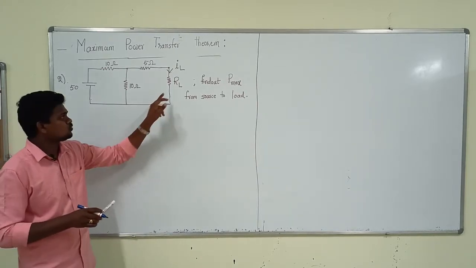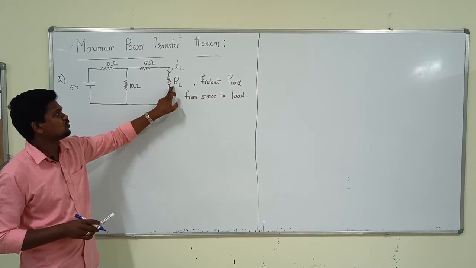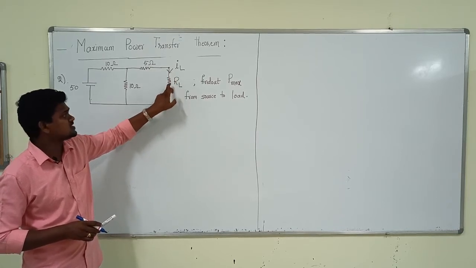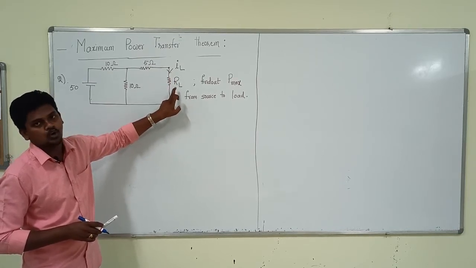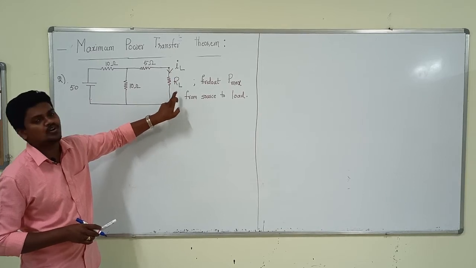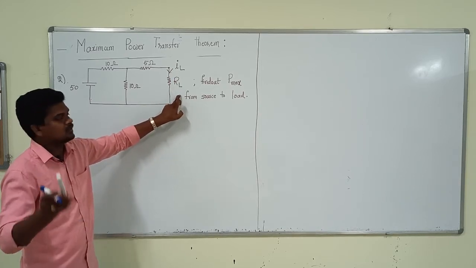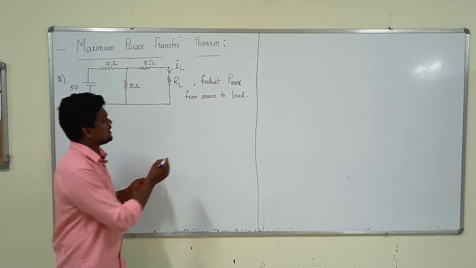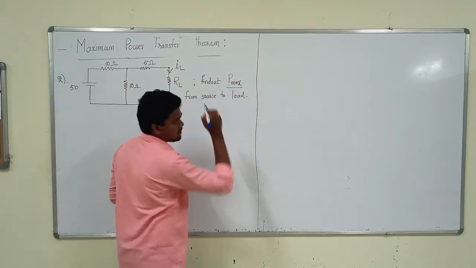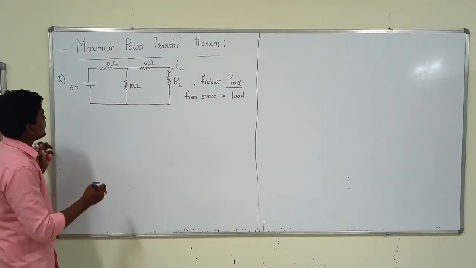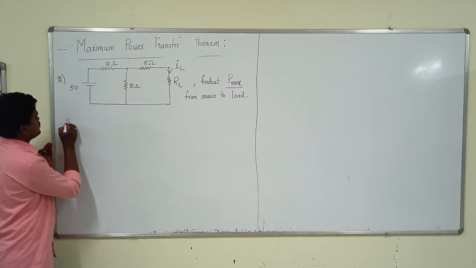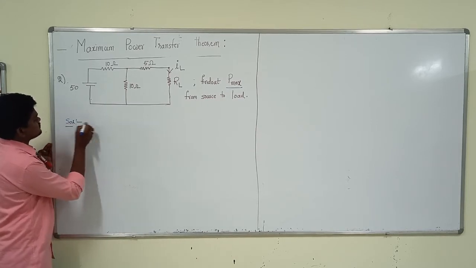in order to get the power, we have to know the current from the source and the load resistance. But load resistance is not given, but he mentioned here P max. P max means maximum power. So what is the condition to get P max?